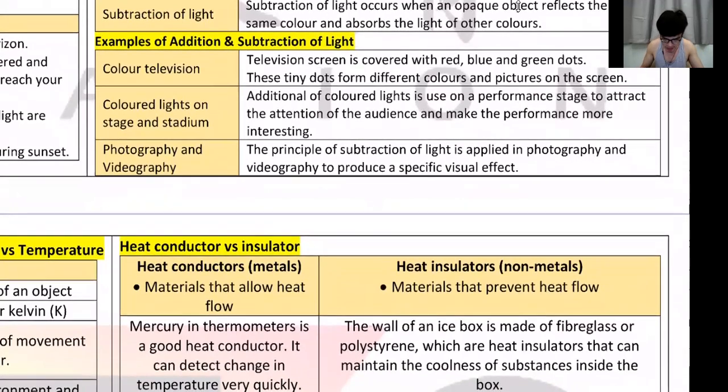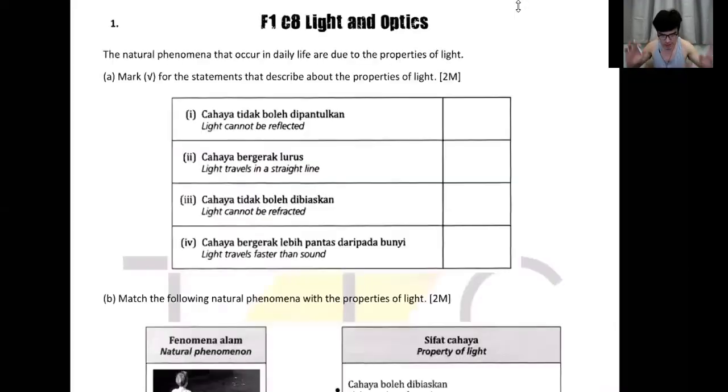All right, so let's go to our exercise. Our focus today is the exercise. I think I took a little bit too much time in the notes. Fine, whatever. Let's go to our exercise.